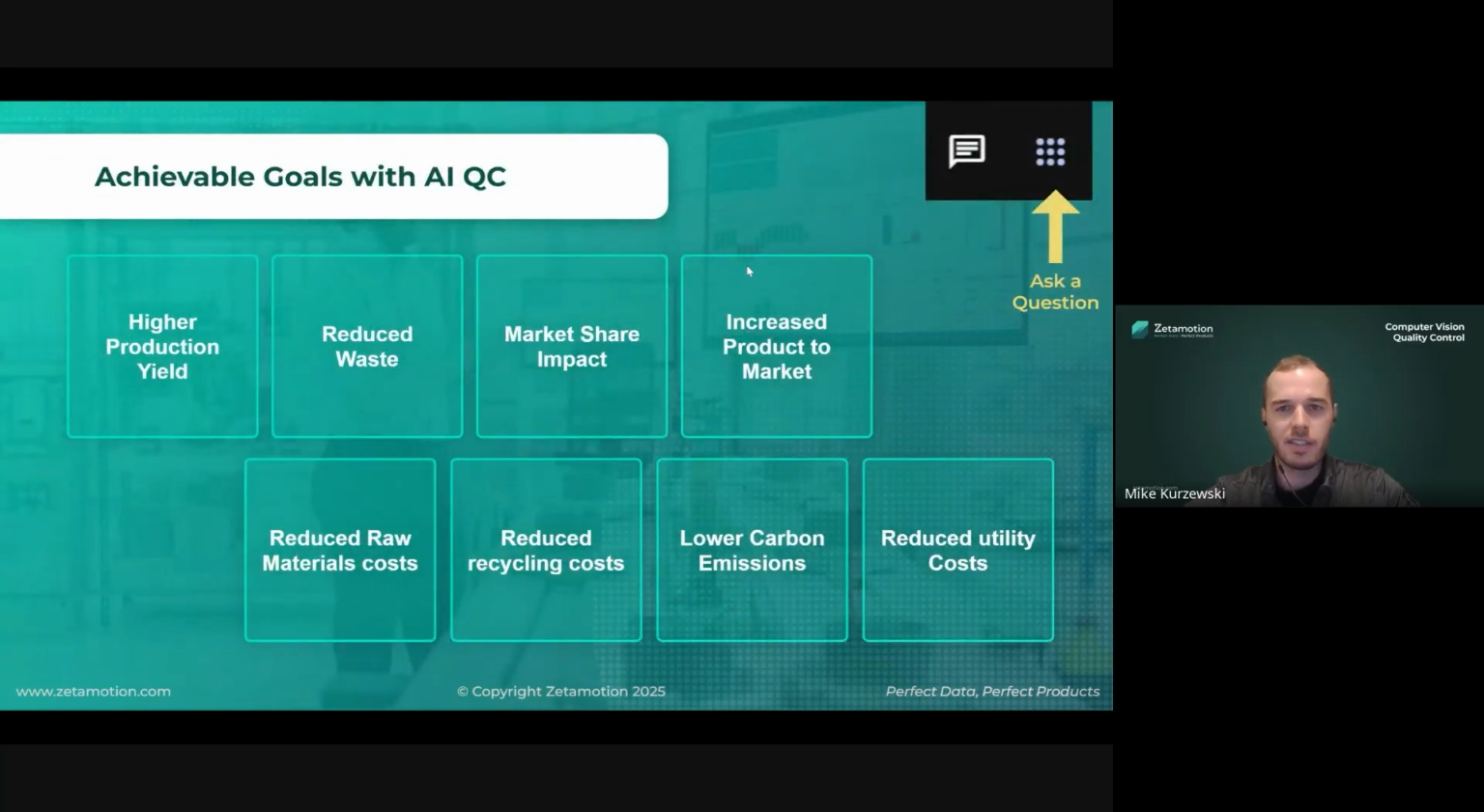And obviously with the time savings, the cost savings, and freeing up labor, you start unlocking a number of these goals that AI can achieve for you. The main ones being higher production yield and reduced waste in your production process. And these are obviously all very desirable goals to start achieving in your production lines.